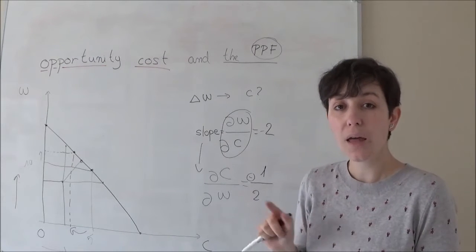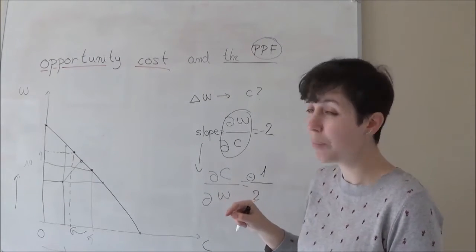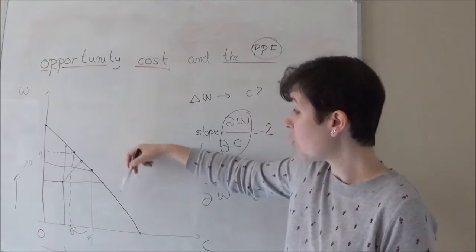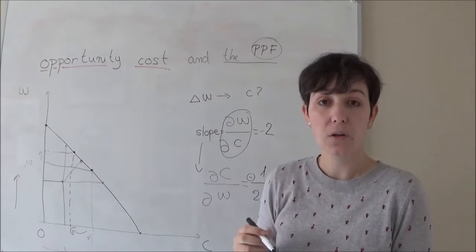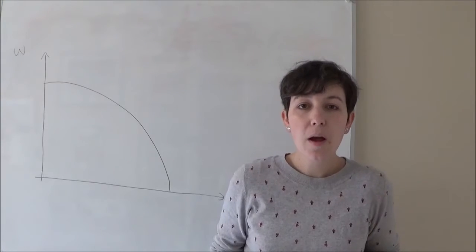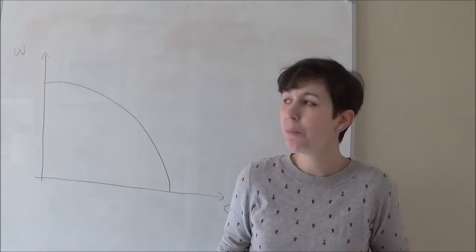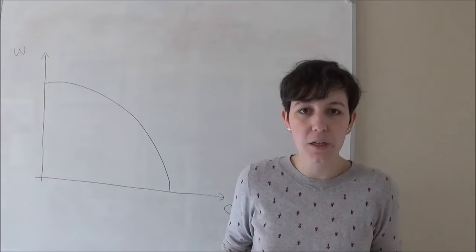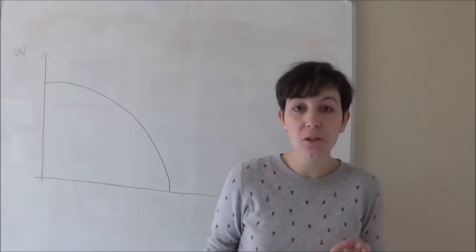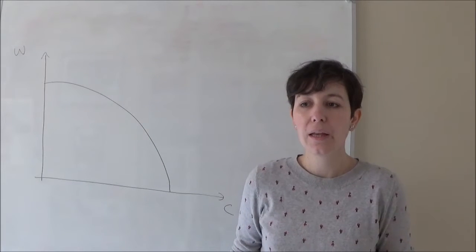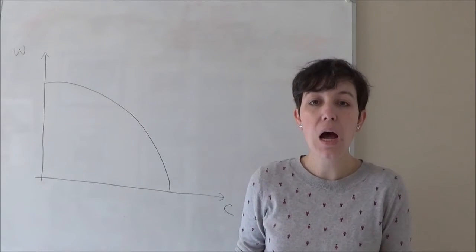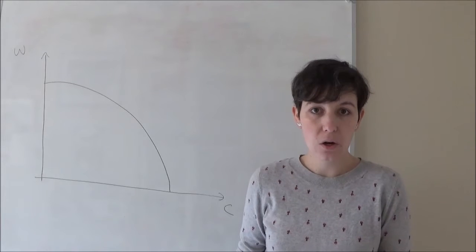Now we are going to see a different example of PPFs. Here the slope is constant. You can see that always is the same slope. Now we are going to see a different case. So here we have a different PPF, different production possibility frontier. In fact, here the slope is not constant, it changes. And this is really important in the fact that you need to know how to observe the slope, okay?